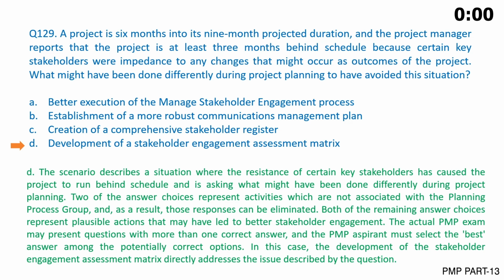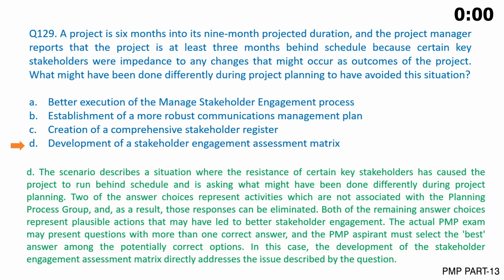The correct answer is D. The scenario describes a situation where the resistance of certain key stakeholders has caused the project to run behind schedule, and is asking what might have been done differently during project planning. Two of the answer choices represent activities which are not associated with the planning process group, and as a result, those responses can be eliminated.